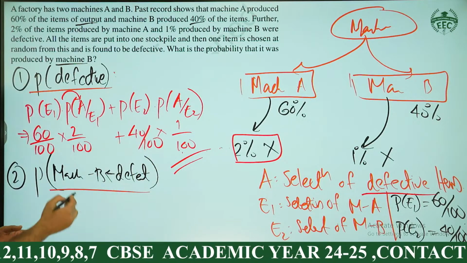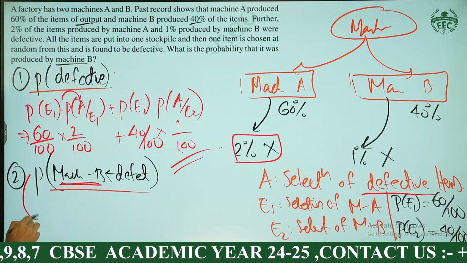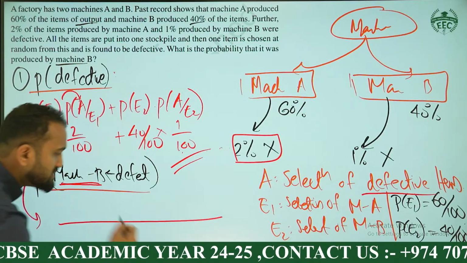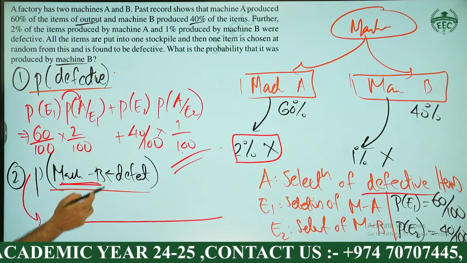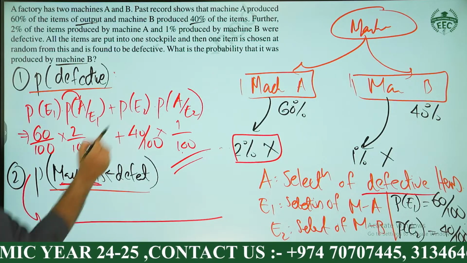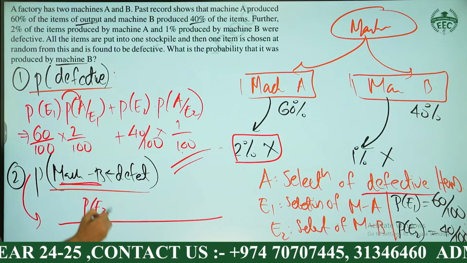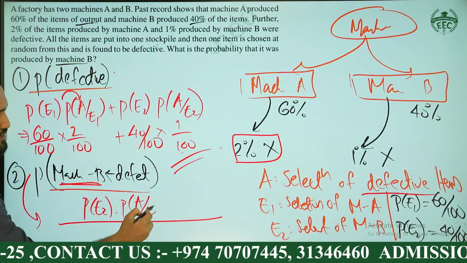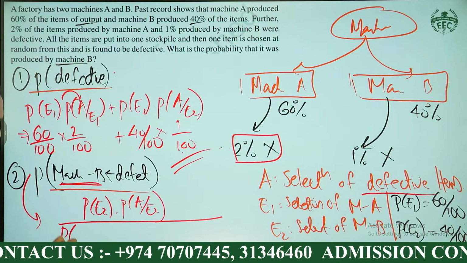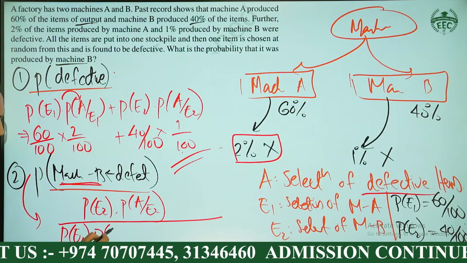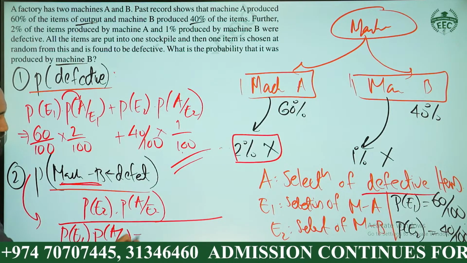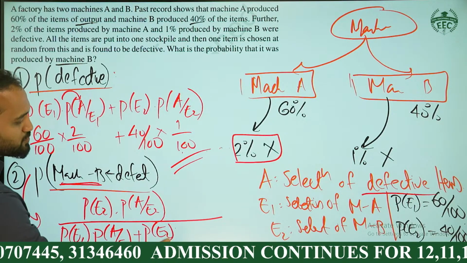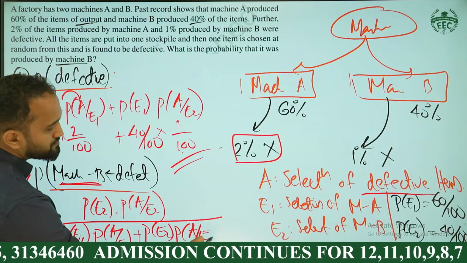So we are asking what is the contribution made by machine B, which means write the entire term, and up in the numerator you have to write the contribution of machine B, that is P of E2 into P of A given E2. And the denominator will be P of E1 into P of A given E1 plus P of E2 into P of A given E2.